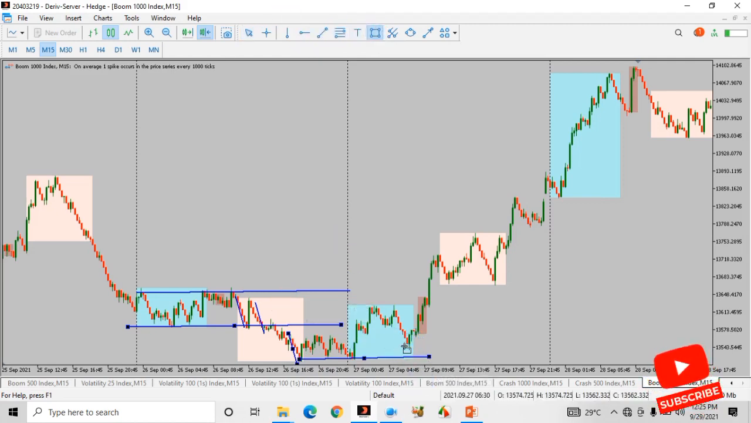First, I'm going to be marking it with a rectangle. We have our first push for the day, and it's consolidation. Then we have the second push right from here, and it's consolidation. Look at this, this is the consolidation. Then we have the final, the third push right here in this day.